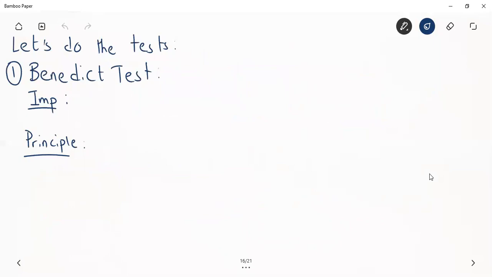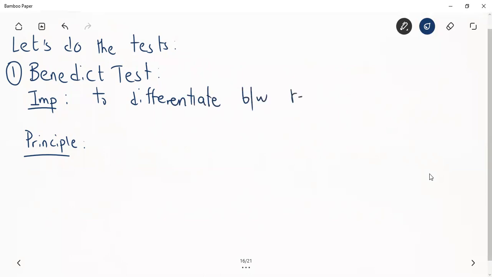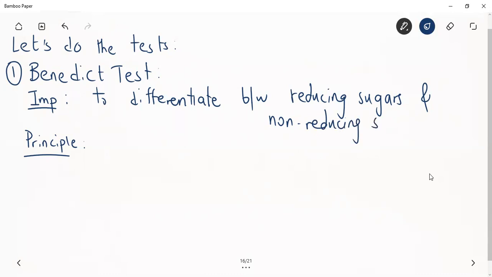Let's do the tests. The first test for reducing sugar is the Benedict test. What is the importance of the Benedict test? To differentiate between reducing sugars and non-reducing sugars. What's the principle? Reduction.